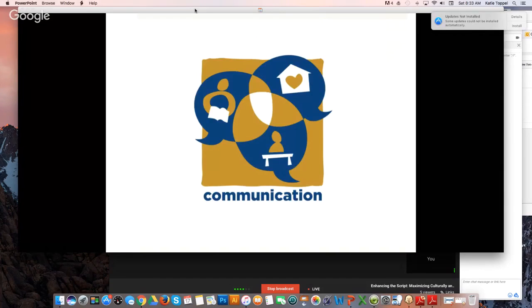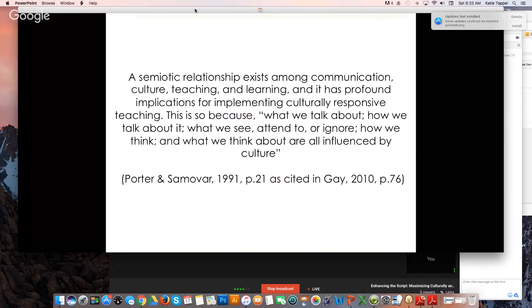In terms of communication, this is another great quote from Geneva Gay. There's a semiotic relationship between communication, culture, teaching, and learning, and it has profound implications for implementing culturally responsive teaching. This is so because what we talk about, how we talk about it, what we see, attend to, or ignore, how we think, and what we think about are all influenced by our culture.